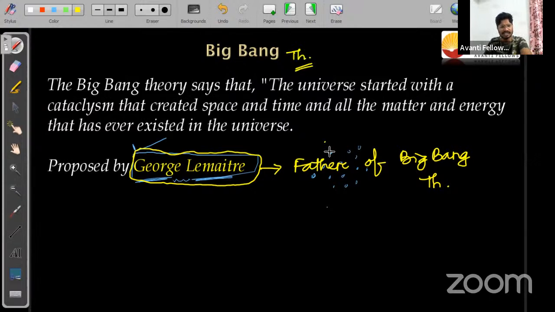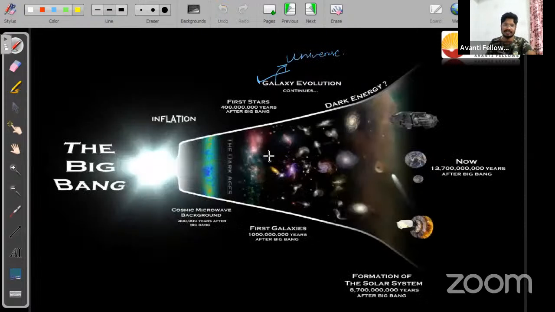Now let us move to the next slide. If you want to take a screenshot, take it quickly. Actually, there is no need to take a screenshot. The question will be: who is the father of the Big Bang theory? Remember this one, it is important here. George Lemaitre. This is all about your Big Bang theory. Something is given about the Big Bang theory, you can see that.